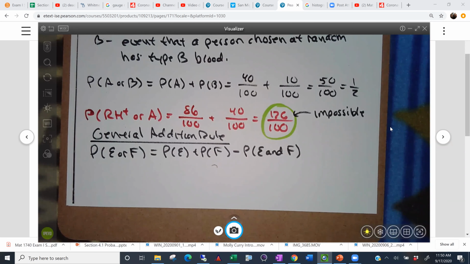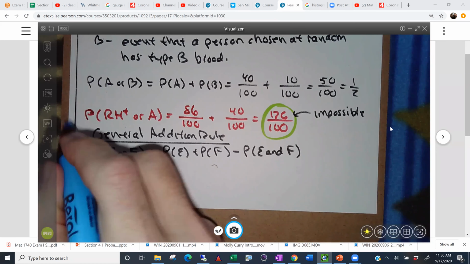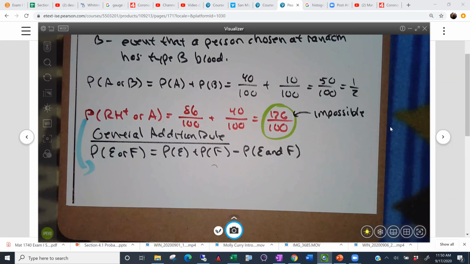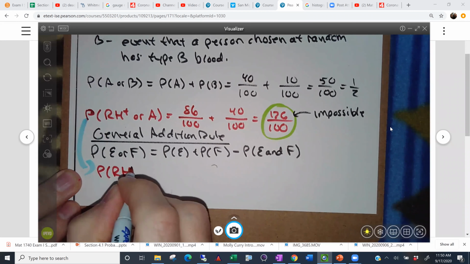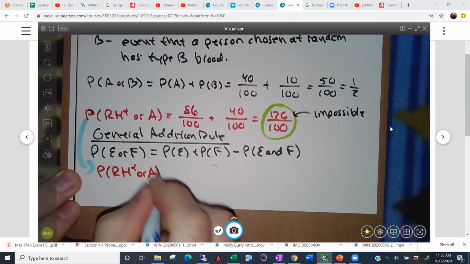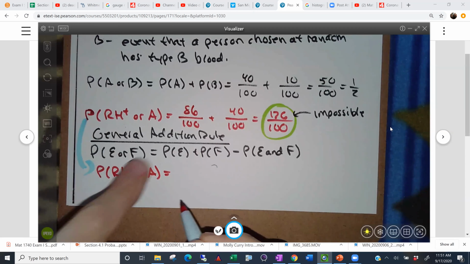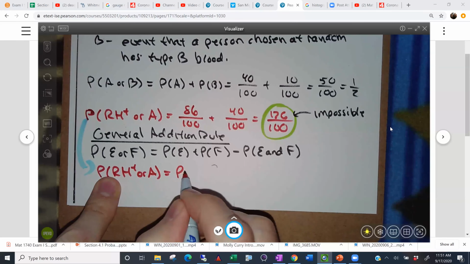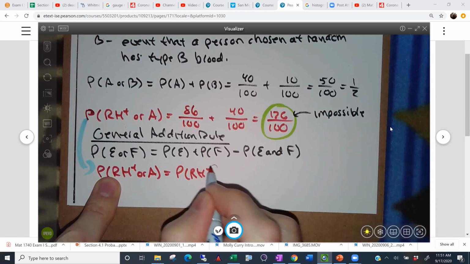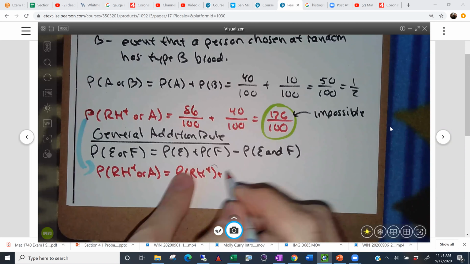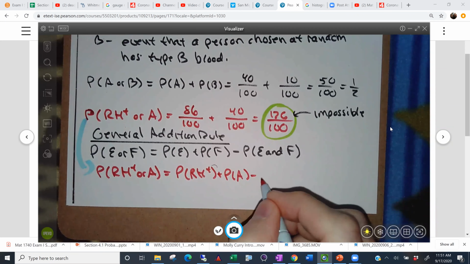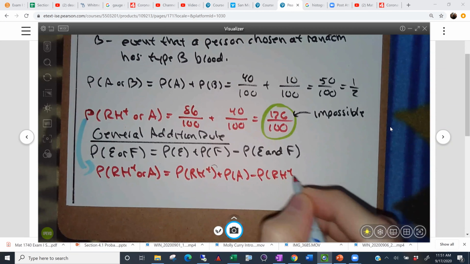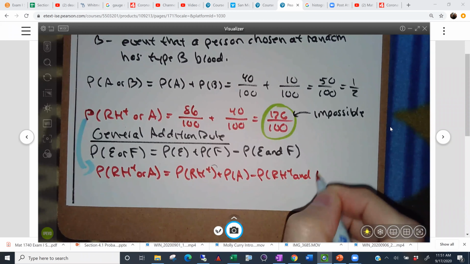So let's revisit this now that I have this rule. So revisiting it, it's going to be probability of Rh positive or A. Well, that's going to be probability of E, which in our case is probability of Rh positive, plus the probability of A. So far it looks the same, minus the probability of Rh positive and A.